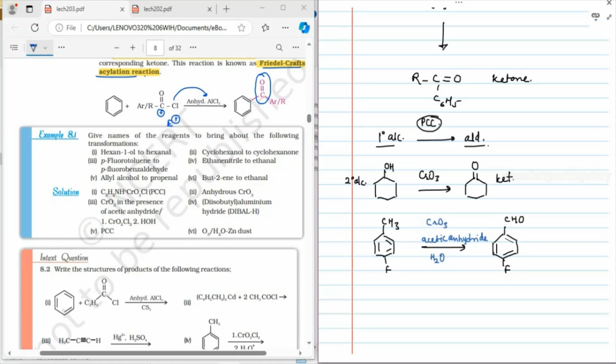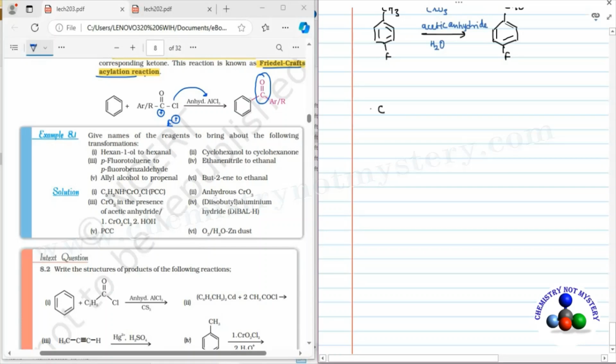Here you have to prepare, so this is ethane nitrile, CH3, C triple bond N. This is ethane nitrile and here you have to convert it into ethanal, CH3, C double bond O. So for the conversion of nitrile to aldehyde, you can use DIBAL-H. For a good yield, you can use DIBAL-H for the conversion of nitrile to aldehyde. Now come to the next question.